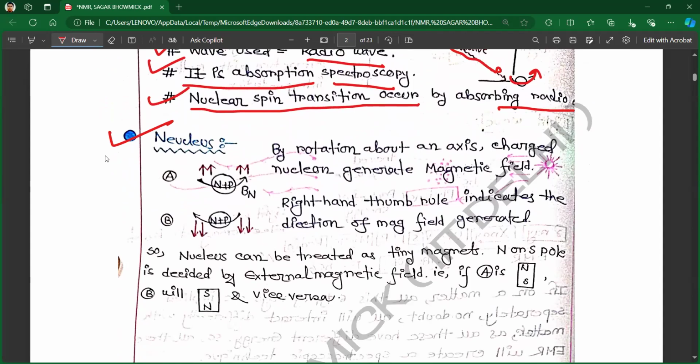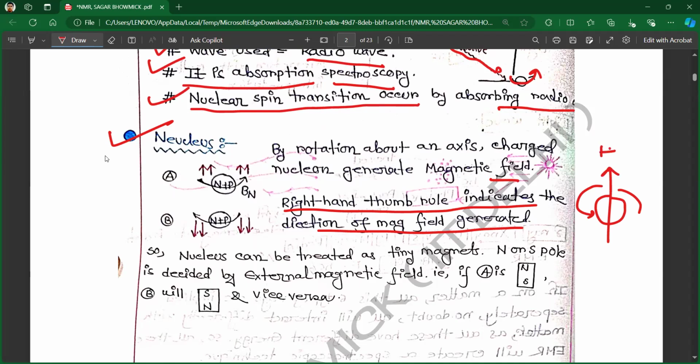Now, suppose in the nucleus we know there is neutron plus proton. By rotation about an axis, a charged nucleon generates a magnetic field. In class 12 physics, we have read that any charged particle, if it moves, generates a magnetic field. The right hand thumb rule indicates the direction of the magnetic field generated. For example, if a charged particle is moving along this axis, in this direction it will generate a magnetic field. Suppose if this is the north pole, this will be the south pole. As simple as that. So two different types of spin will generate two different types of magnet.